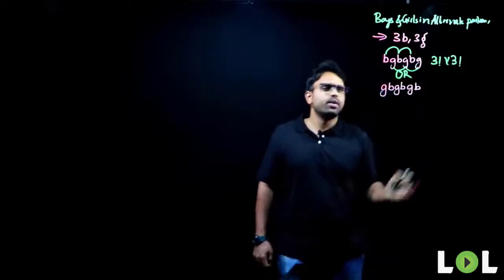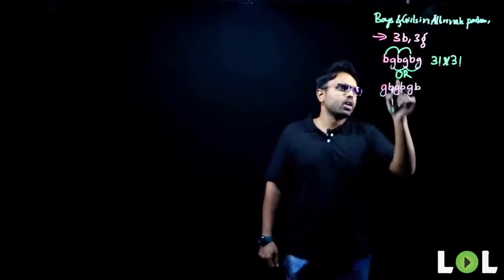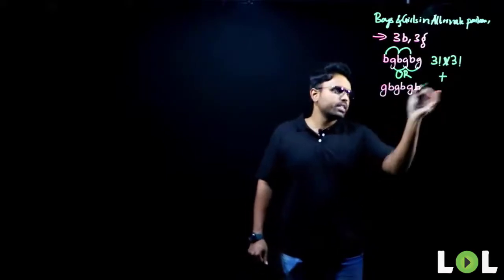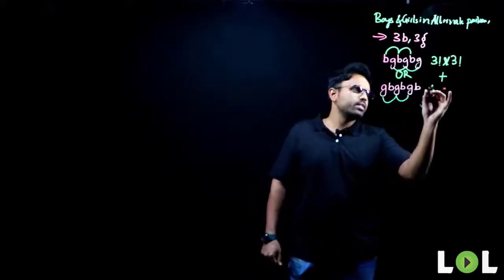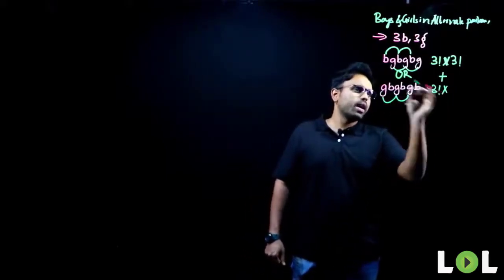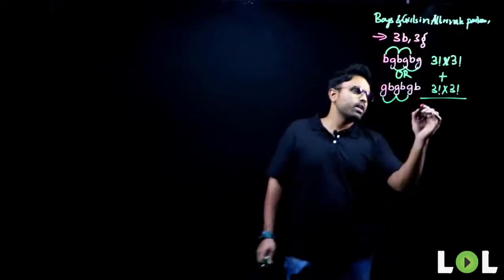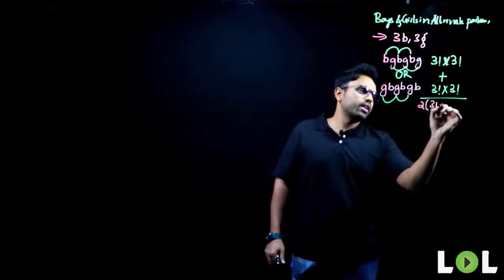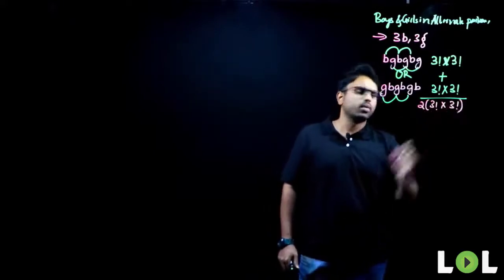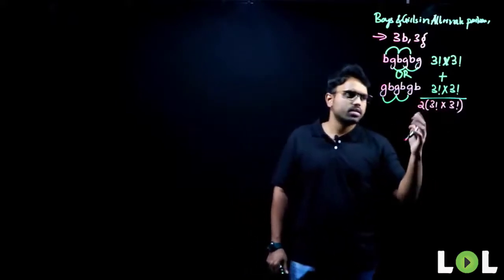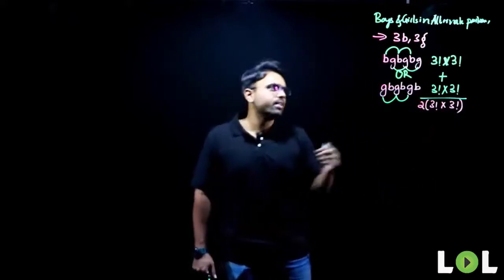3 factorial into 3 factorial. Yes, OR represents what? Addition operation. OR represents addition operation. These 3 girls can be rearranged in 3 factorial ways and these 3 boys can be rearranged in 3 factorial ways. So what does that give me? 2 times 3 factorial into 3 factorial. 6 into 6, 36, 36 into 2, 72. Yes, we can do that as well.